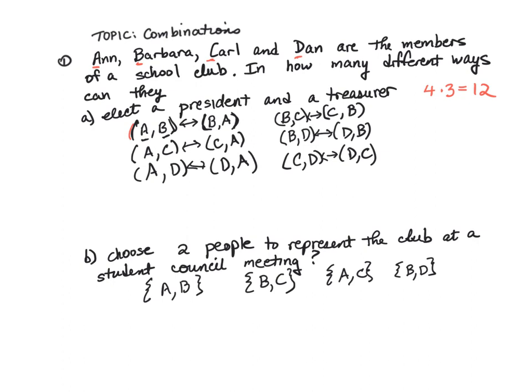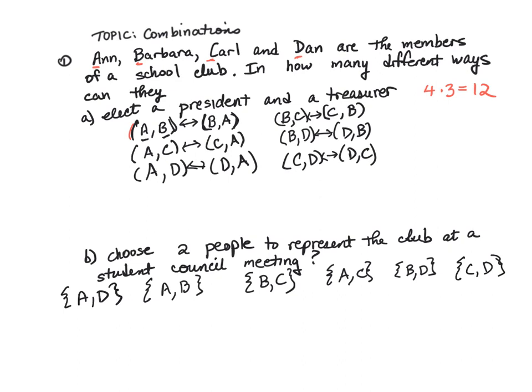I think that's it. Do I have all 6? 1, 2, 3, 4, 5. I'm missing one. Let's see, what am I missing? AB. Oh, I have AC. Oh, I don't have AD, so I'll put it over here. So we see that there are 6 possible committees we can form with 2 students. And here order doesn't matter.